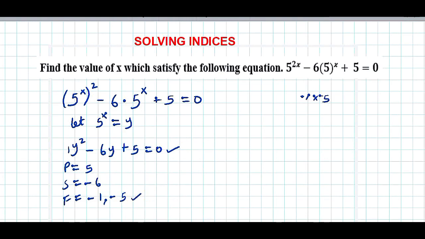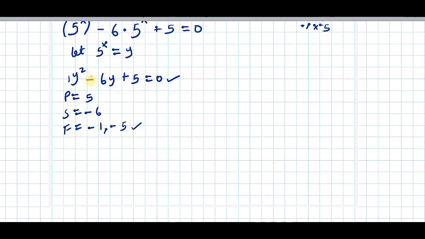So we're going to apply these factors while replacing the middle part using these factors. We are going to have y squared. Therefore, we split negative 6y as follows. We have negative 1y, which is negative y, then minus 5y, which is negative 5y. So negative y minus 5y is still equivalent to negative 6y. And then we have plus 5 is equal to 0.